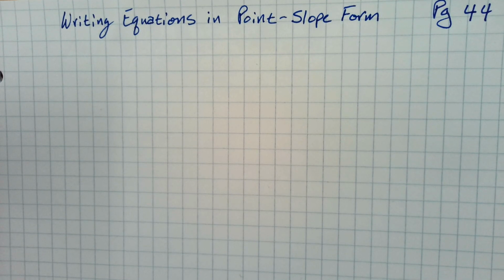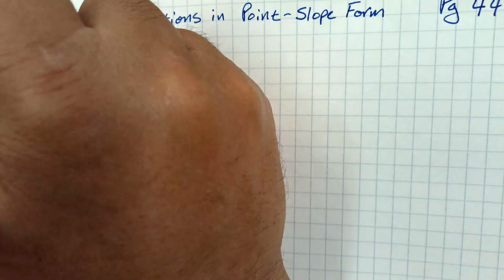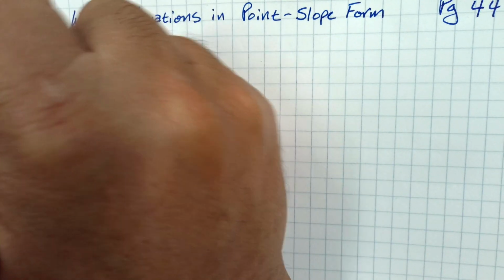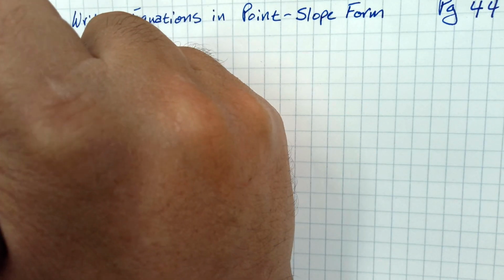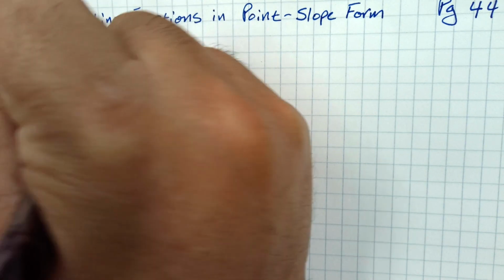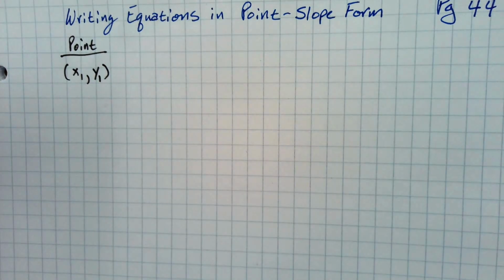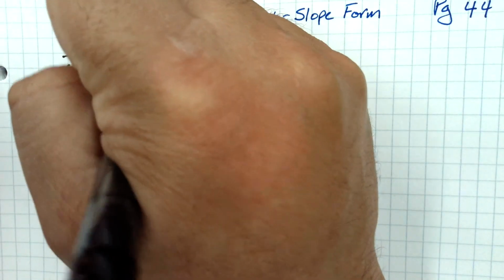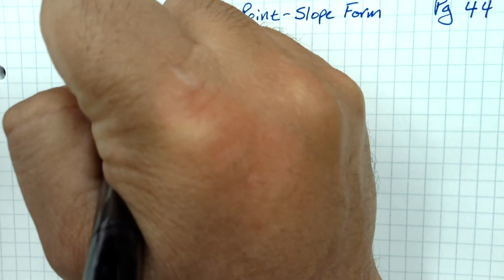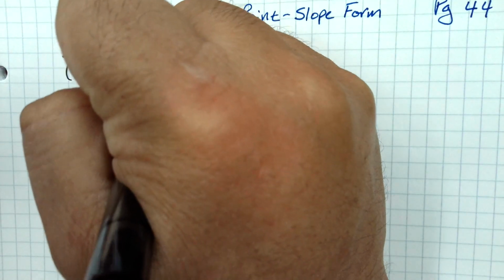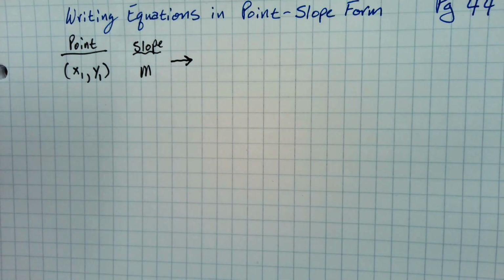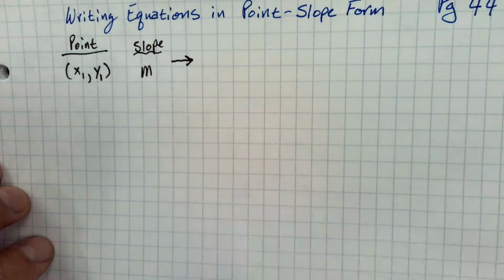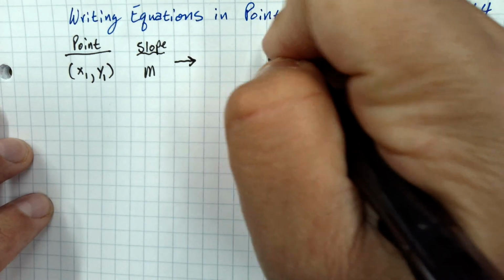So let's say we have a point, and we'll call it x1 comma y1. And we're going to have a slope, and we're going to call the slope m. Well, if I want to write the equation of a line, Friday we learned that one way to write the equation of a line when you have these two pieces of information is point-slope form.